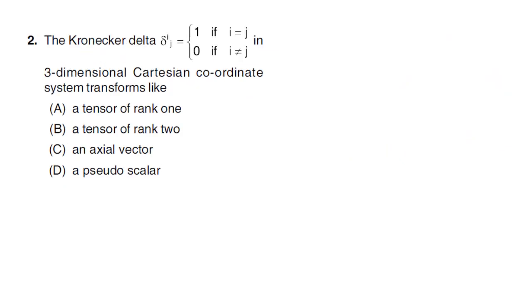The Kronecker delta δij is given by 1 if i is equal to j, 0 if i is not equal to j. In a 3-dimensional Cartesian coordinate system it transforms like? So here delta ij is given by ∂xi divided by ∂xj. The rank of any tensor is the number of indices present in that tensor. Here the number of indices is 2, that is i and j. Therefore it is a tensor of rank 2.